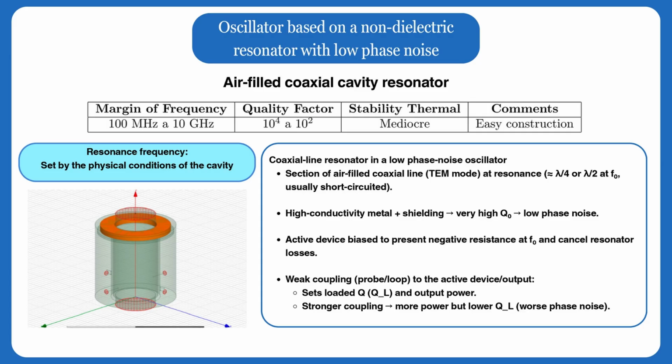The active device, such as a transistor, is biased so that at the resonance frequency, it presents an effective negative resistance that compensates for the losses of the resonator. The cavity is weakly coupled to the transistor or to the output through a probe or a loop. This coupling level determines the loaded Q and the output power. Here we have a clear trade-off. A stronger coupling gives us more power, but it also lowers the loaded Q, which results in worse phase noise.